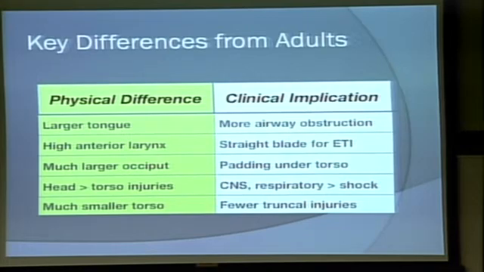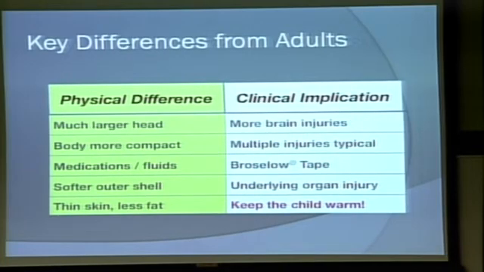Infants are more likely to injure their head over their torso. So they have CNS problems, and if they do have torso injuries, respiratory problems associated with head injury, then they go to shock from their respiratory problem. Much smaller torso, so they don't get a lot of truncal injuries usually. Much larger head, more brain injuries, body's more compact, so multiple injuries. Their whole body absorbs the blow.